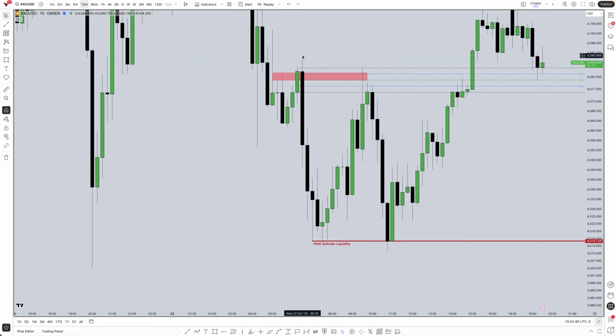So what is a dealing range? What is a swing high? A swing high is the highest high. It's a high with a lower high on the left and a lower high on the right. So that's a swing high. That's how you get your highest high in the dealing range. Same thing here.